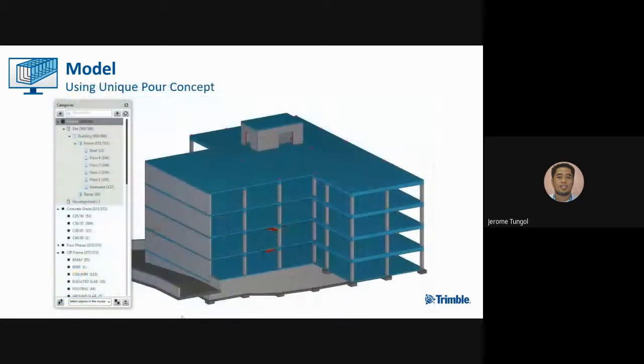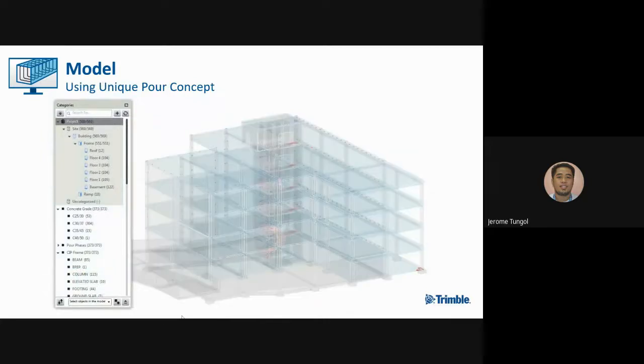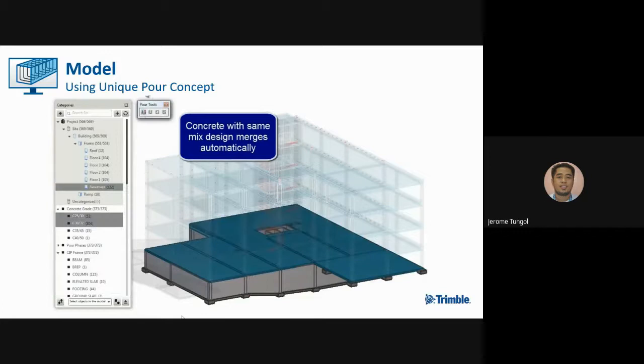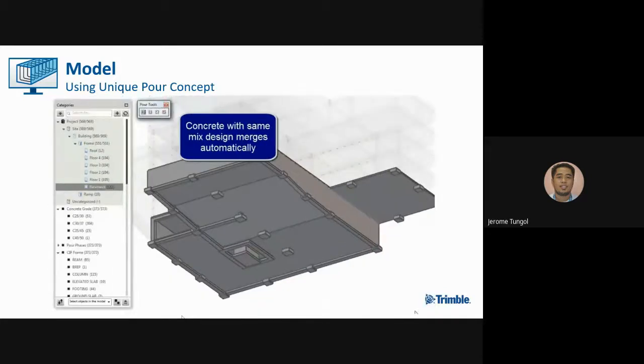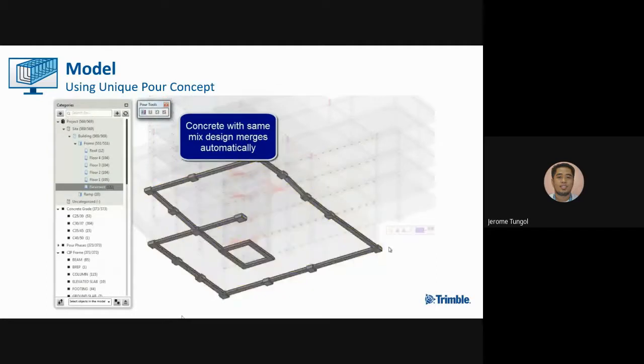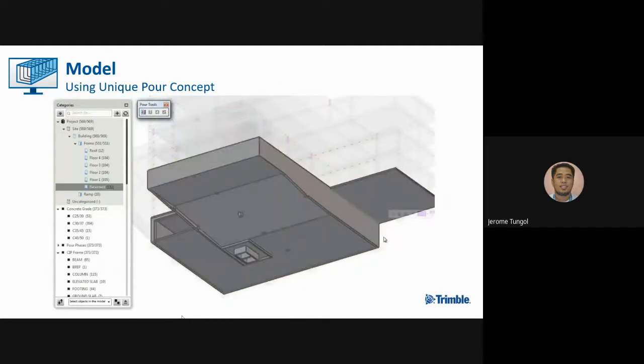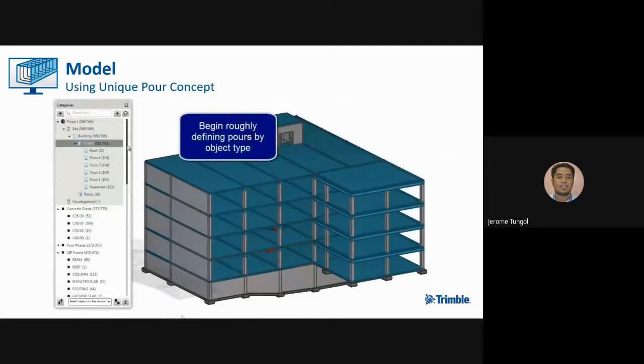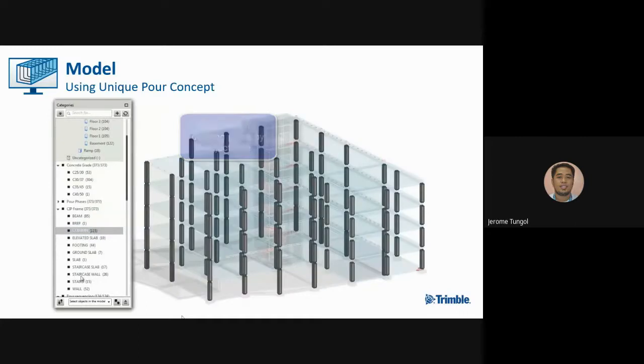Okay, so let's use the unique pour concept. In this video, I will show you how to manage our pour integral structures. Concrete with the same mix will merge automatically. We can also group our pours by use of the organizer, you see it on your left. On this, we define pours by object type. As a result, we can separate vertical and horizontal members.